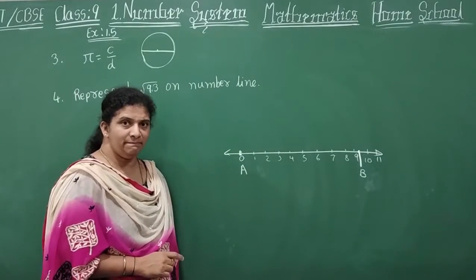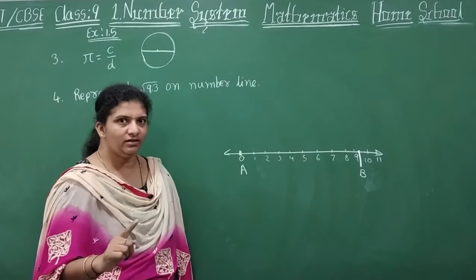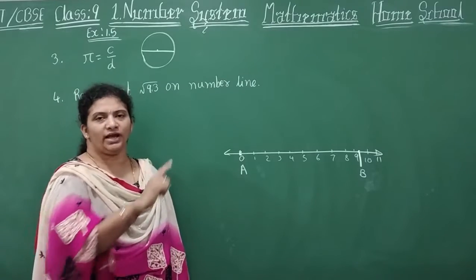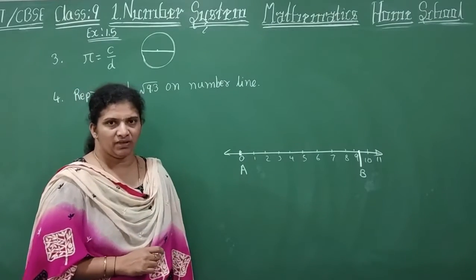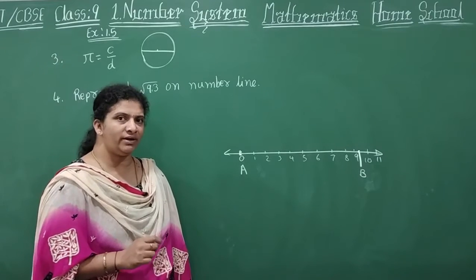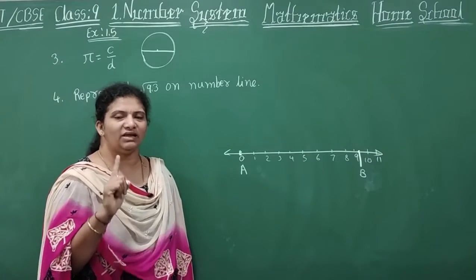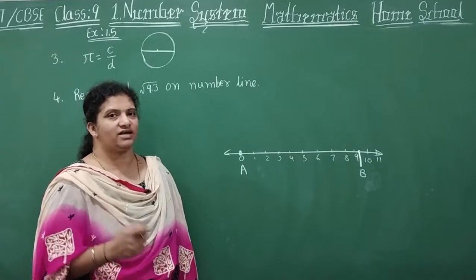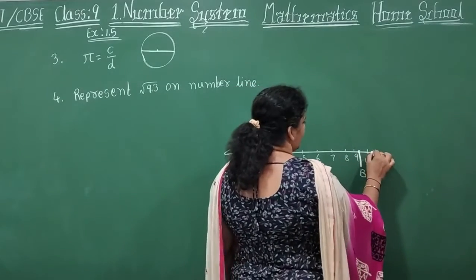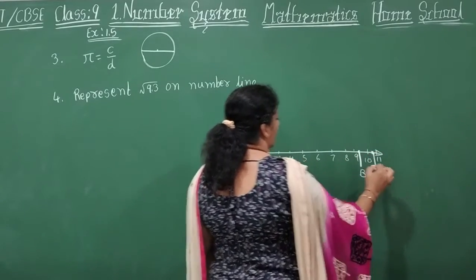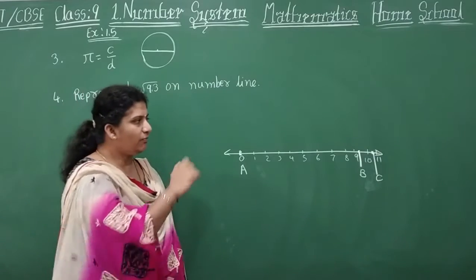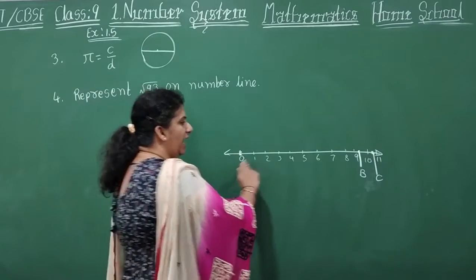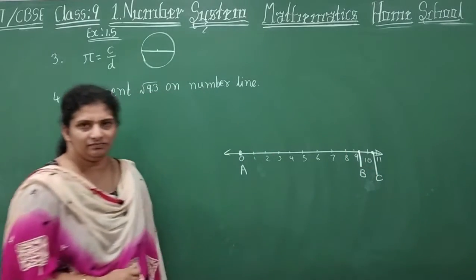So what's your first step? Draw a number line, right? Mark 9.3 from 0 to 9.3, mark A, B. Now what's your next step? Do you remember? Take 1 centimeter extra, a unit length extra. So 9.3 means mark here 10.3. You mark a point C. What is that point? 10.3.